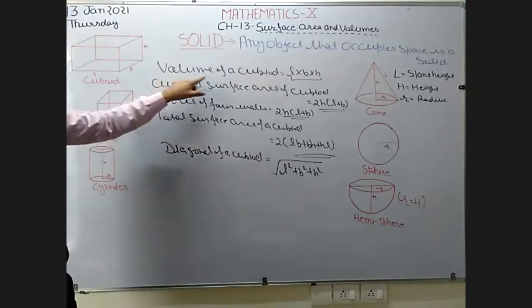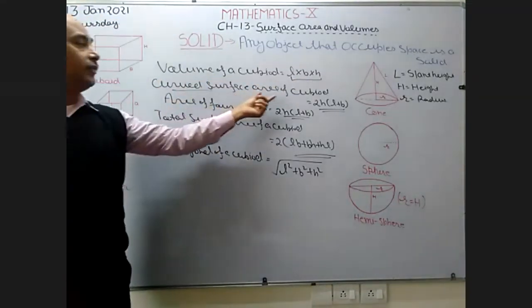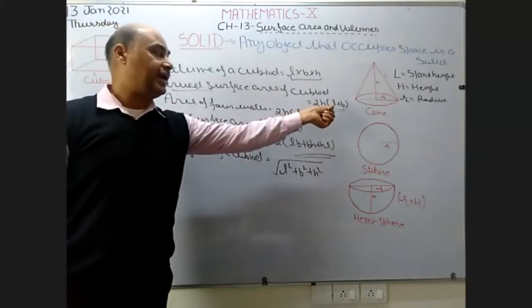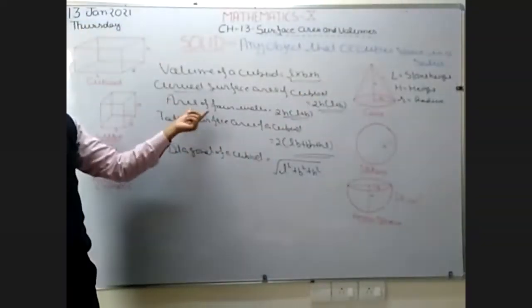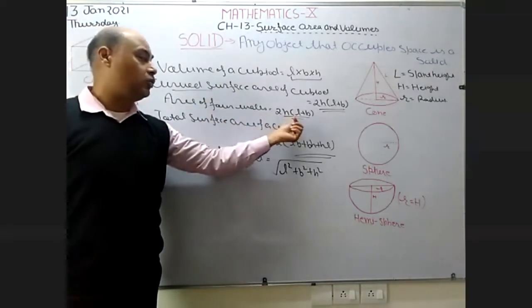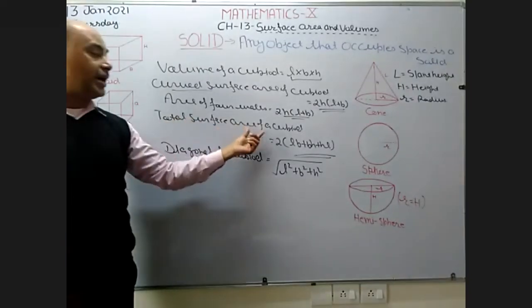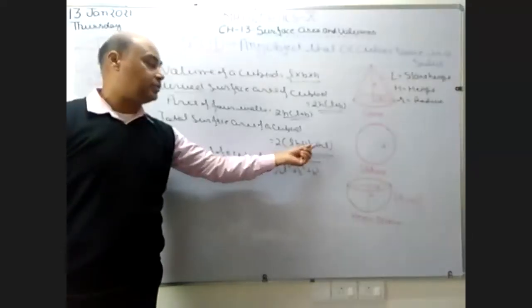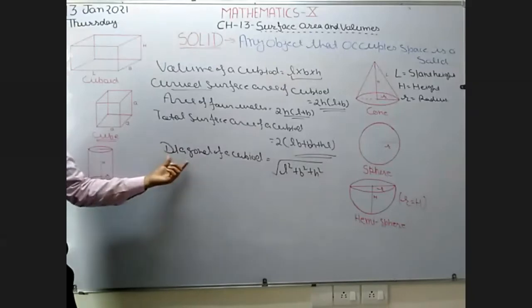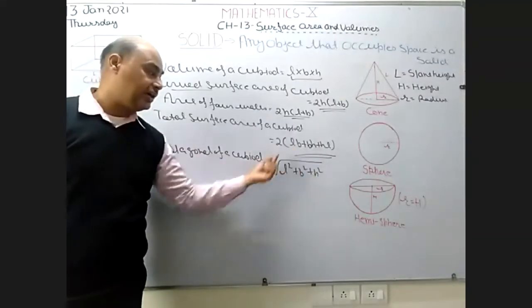First one is volume of the cuboid. Formula is LBH. Lateral surface area of a cuboid. Formula is 2H bracket L plus B. Area of four walls and lateral surface area mean the same, so the formula remains the same, 2H into L plus B. Next one is total surface area of the cuboid. Formula is 2 bracket LB plus BH plus HL. Next one is diagonal of a cuboid. Formula is L square plus B square plus H square and its square root.